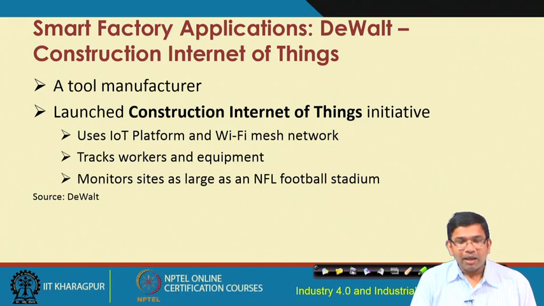Another application is the construction Internet of Things, by the company DeWalt. DeWalt is a tool manufacturer which launched this initiative of construction IoT. It uses the IoT platform and a Wi-Fi mesh network that tracks the workers and the equipment that they are using. The construction IoT monitors construction sites, which are as large as an NFL football stadium.